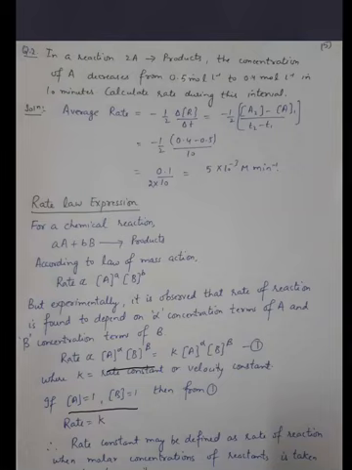Rate constant, that is K, may be defined as the rate of reaction when the molar concentration of A and B is taken to be unity, or you can say when the molar concentration of reactants is taken to be unity.